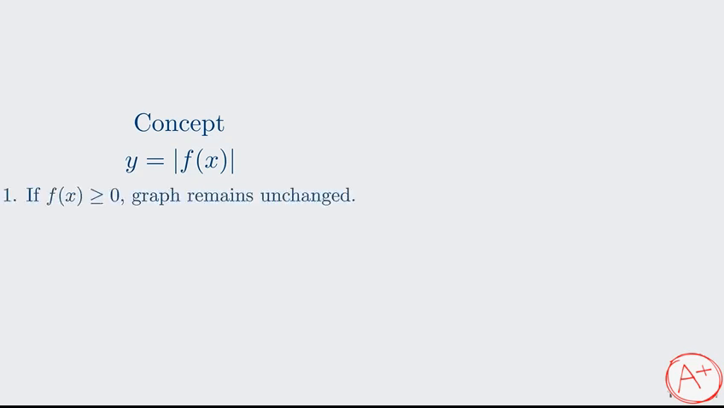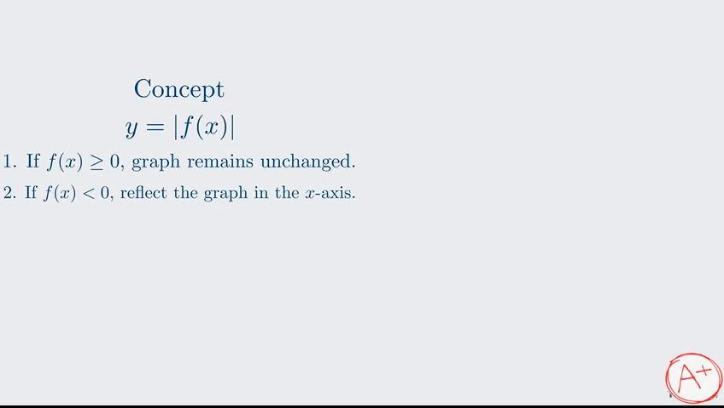The modulus of a function, written as y equals the modulus of f of x, ensures that the output is never negative. Geometrically, this follows a very simple rule. For any part of the graph that is already above or on the x-axis, nothing changes because the values are already positive or zero. However, for any part of the graph where the y values are negative, meaning the graph is below the x-axis, we reflect that portion across the x-axis to make it positive.